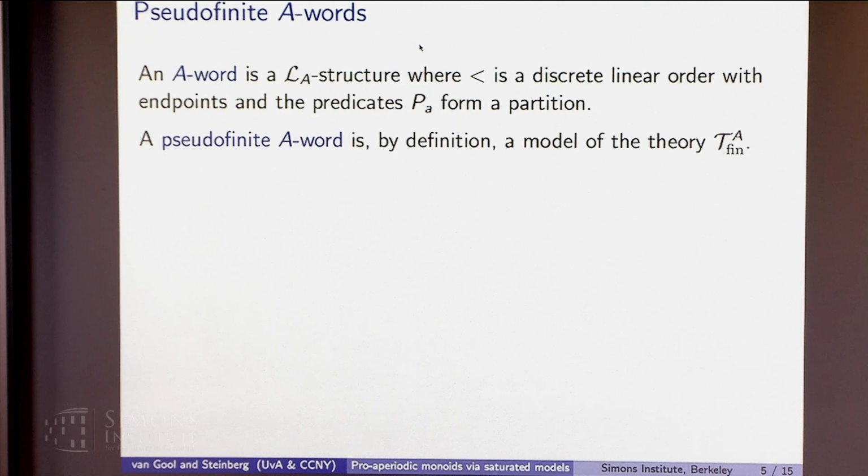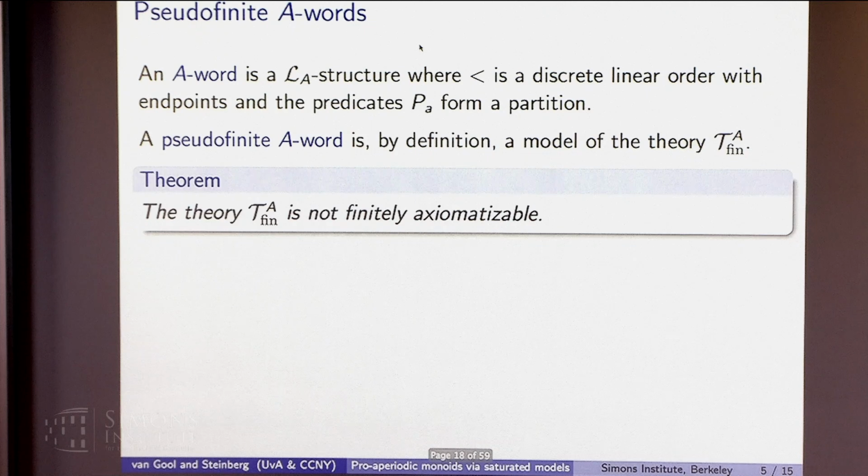A pseudo-finite A word is a model of the theory of finite words. So this notation suggests that that's a special kind of A word, right? And it's actually true because this theory itself is not finitely axiomatizable. It's not enough to just say, oh, I have a discrete linear order where the predicates form a partition. There's a lot more that's true about models of the theory TA fin.